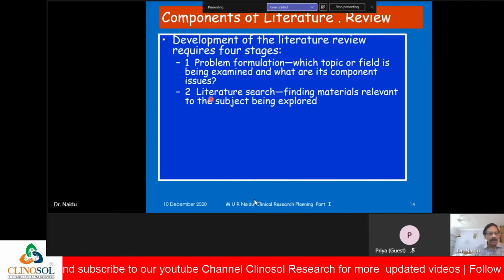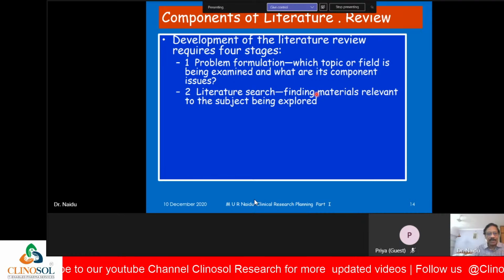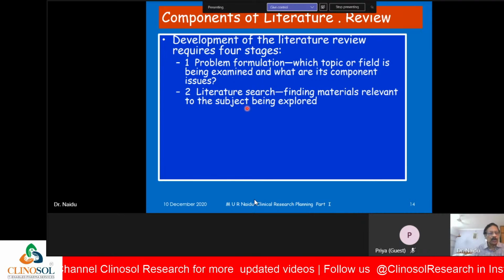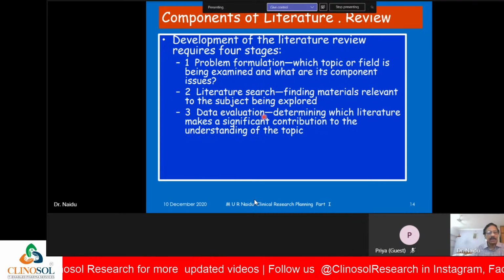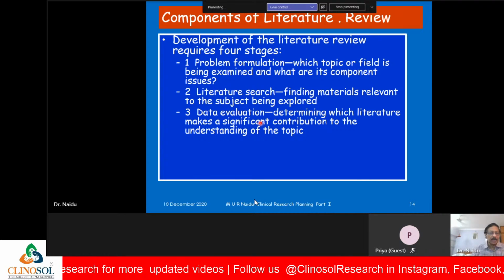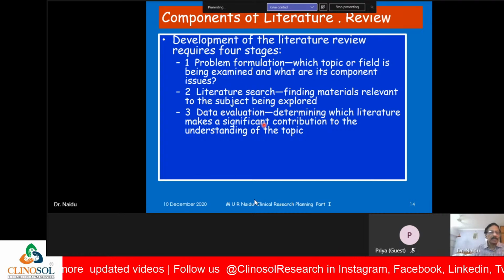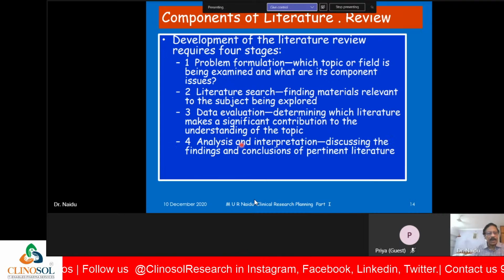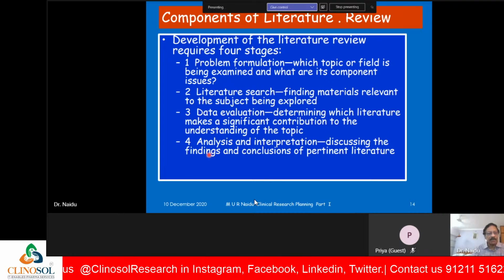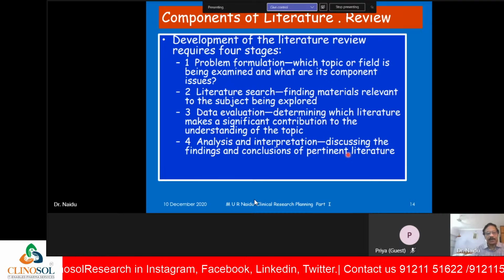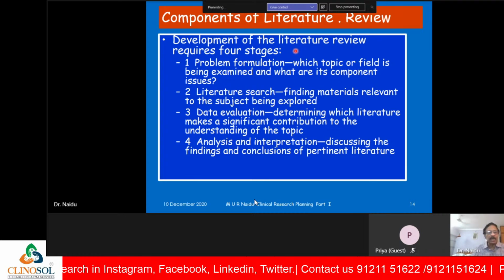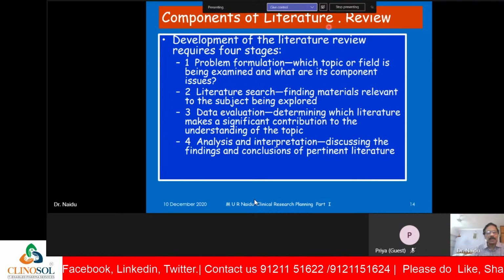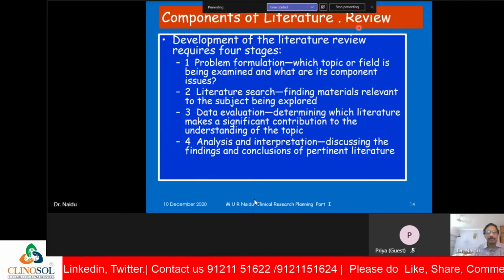I already mentioned the literature, sir. Find the material which is relevant, such as which type of patient you want to include. Data evaluation: determine in the literature what data has been done, what type of work they have done. So this is the third thing. And last, you must analyze and interpret, and then discuss the findings and conclusion from the pertinent literature. So these are the 4 important components you have to consider whenever you are doing a literature review.